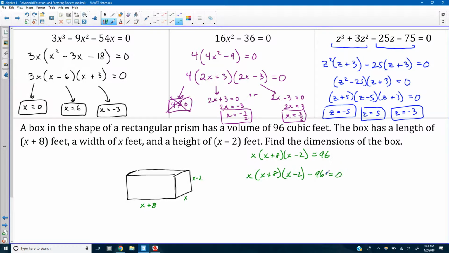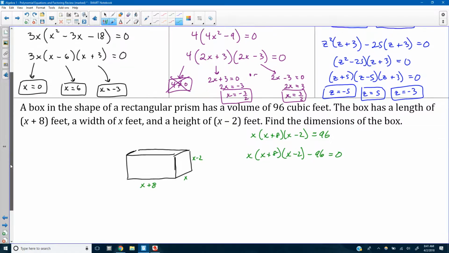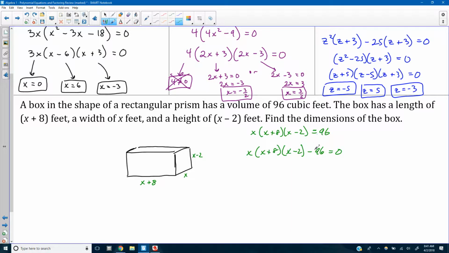The problem now, of course, is that this is no longer just a product. Here's a product and here's a difference. We cannot still say that either x equals 0 or whatever. We have to involve this in it. So here's what you got to do.